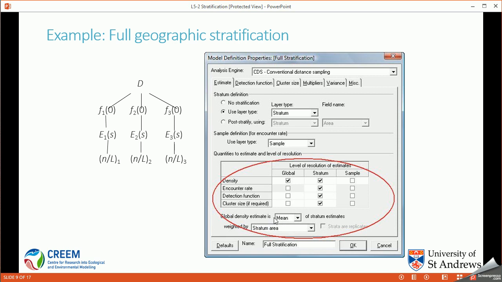And then note these two fields here. The first one says that the global density estimate is constructed by working out a mean of the stratum density estimates, and you weight that mean by stratum area. So that's exactly what we saw in a formula a couple of slides ago.